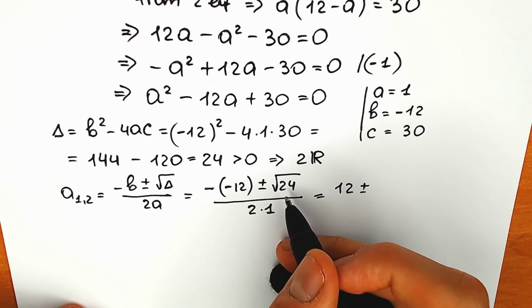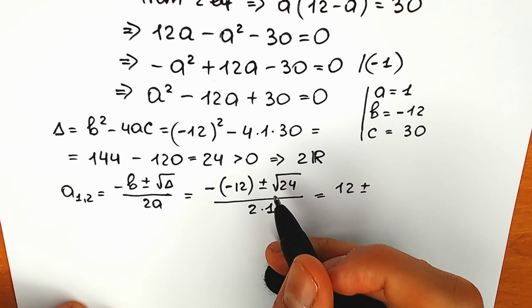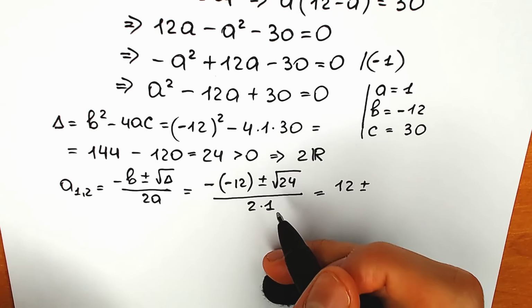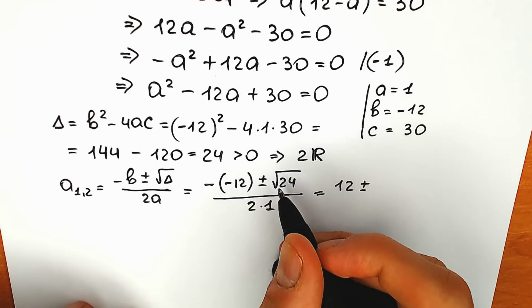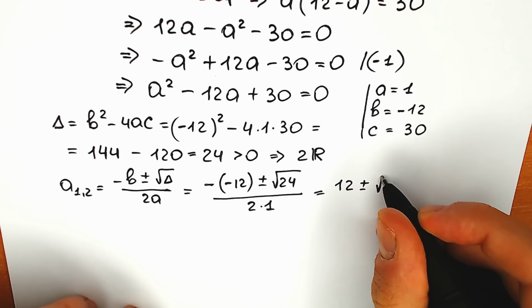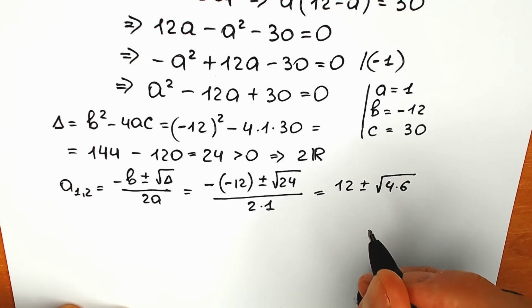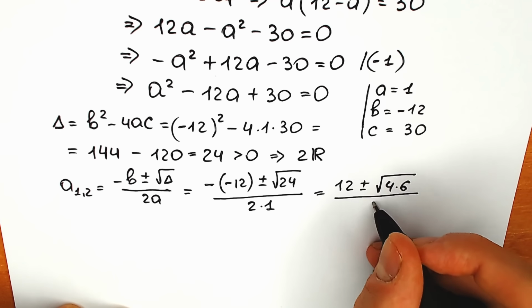This is not a table case. We have 24, so let's express this 24 as 4 times 6. So 4 times 6 all over 2.